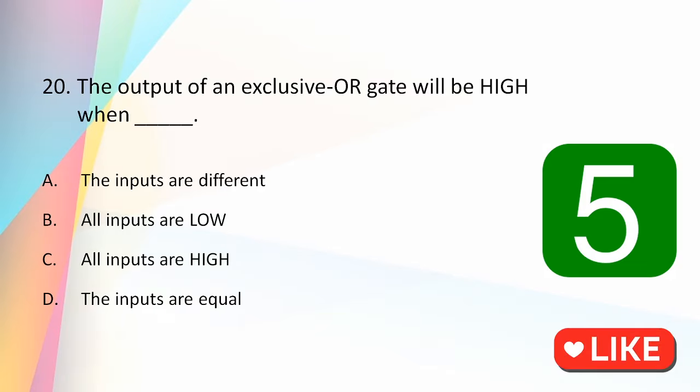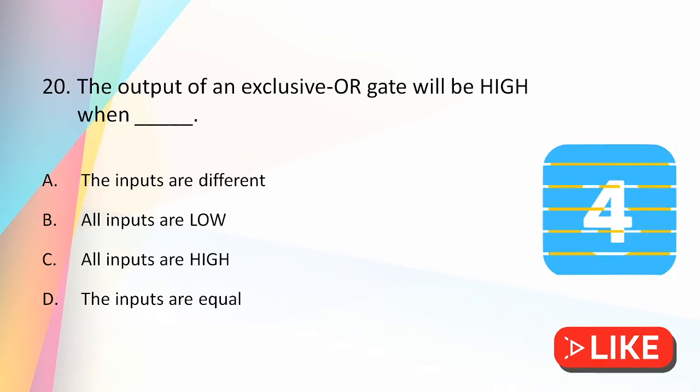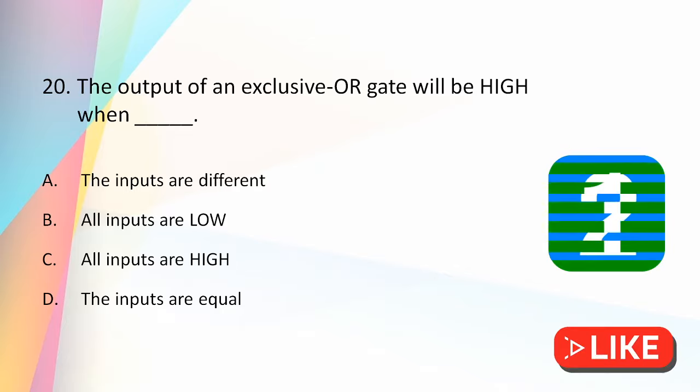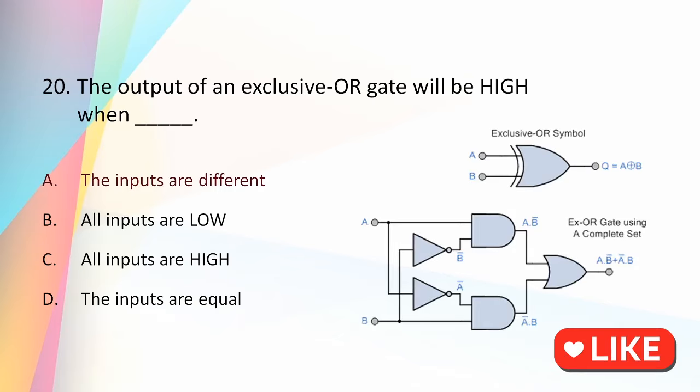The output of an exclusive OR gate will be high when the inputs are different, all inputs are low, all inputs are high, the inputs are unequal. And here you go. And the answer is the inputs are different. The circuit symbol and the internal diagram of an exclusive OR gate is shown, and it will have a high state when the inputs are different, say 0 and 1 or 1 and 0.